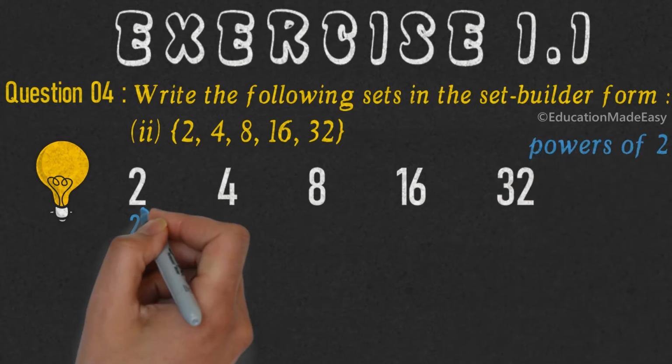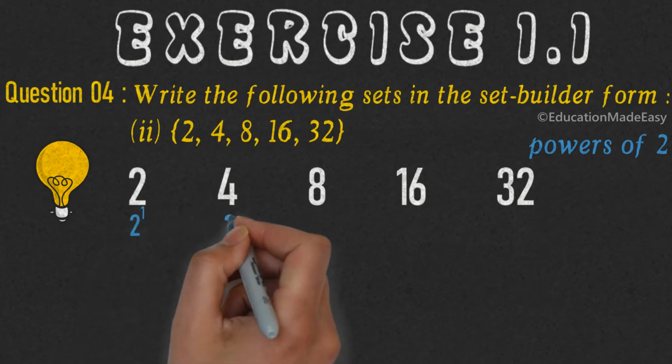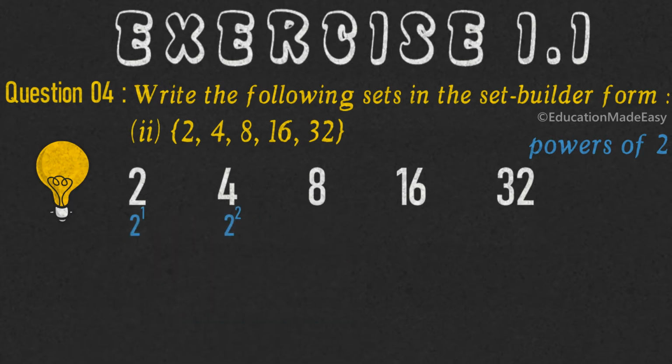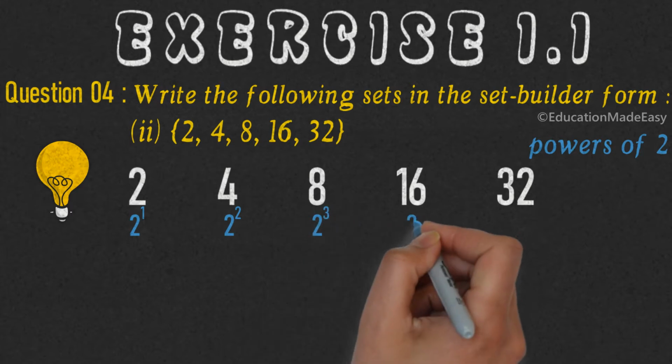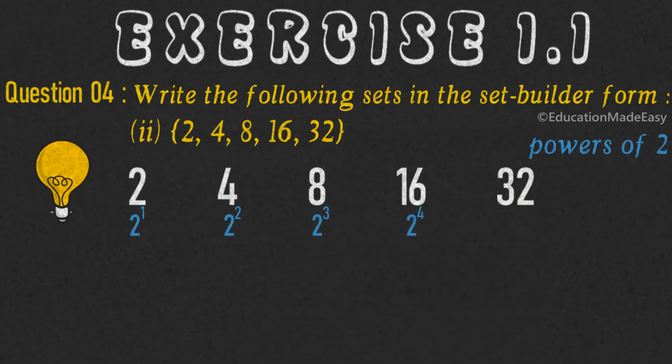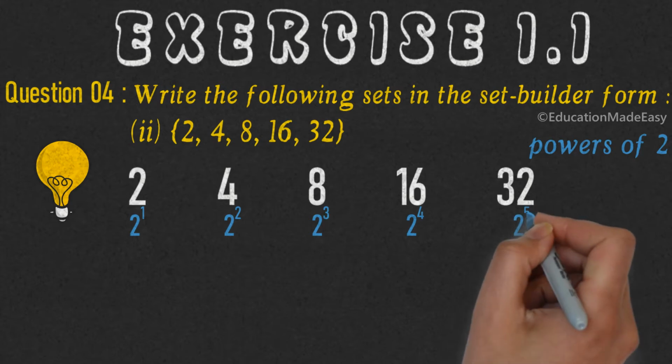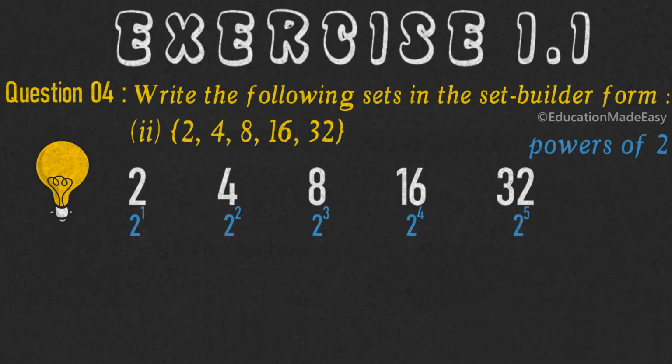That is, 2 raised to 1 gives us 2. 2 raised to 2 gives us 4. 2 raised to 3 gives us 8. 2 raised to 4 gives us 16. And 2 raised to 5 gives us 32.